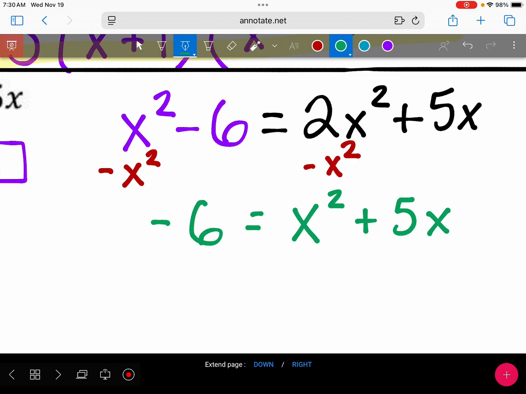What should we do next? We are trying to solve, and I have an x squared. What needs to be our goal?